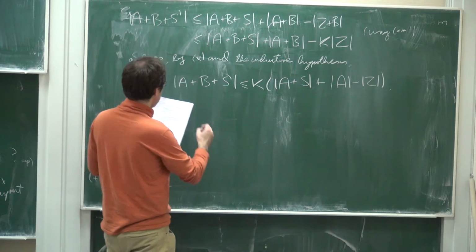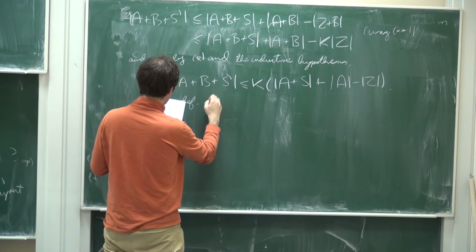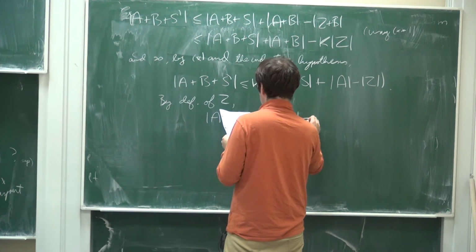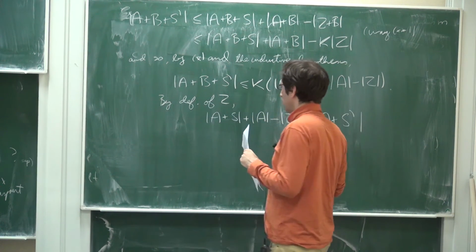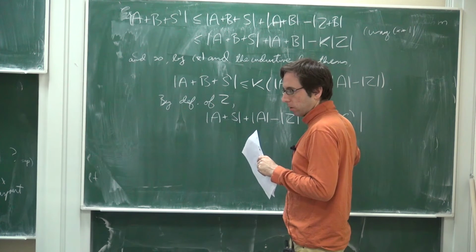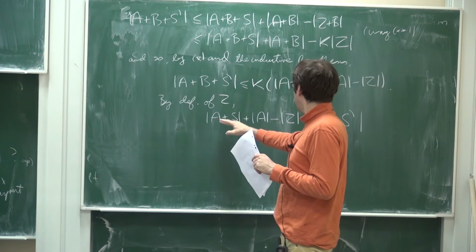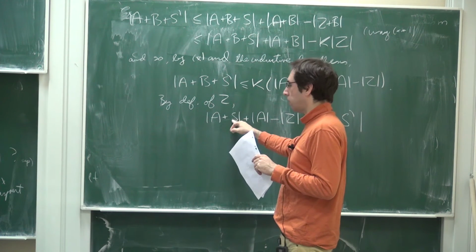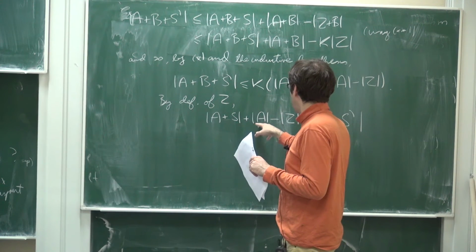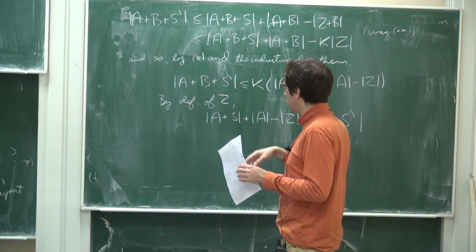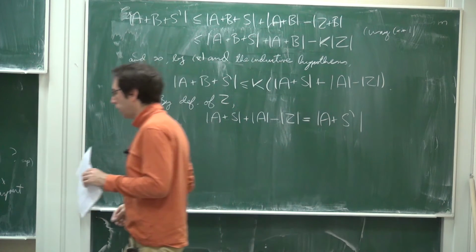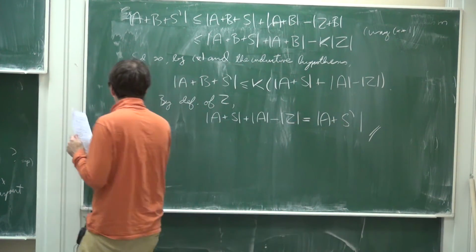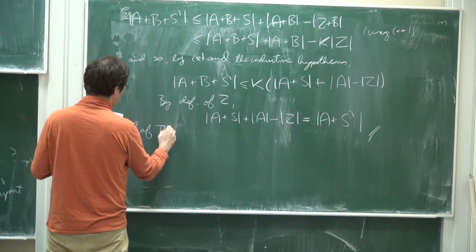All right, but by the definition of Z, we have that A plus A minus Z is just A plus S prime. You see? Because S prime is, remember, S union little x. So you have already A plus S, and then you have to add to that all the elements of the form little a plus little x which are not already here. So it's all of the elements in A, except for those for which a plus x are already in A plus S. And those elements are precisely these ones. All right. So now, armed with Petridis, we can prove Plünnecke-Ruzsa.